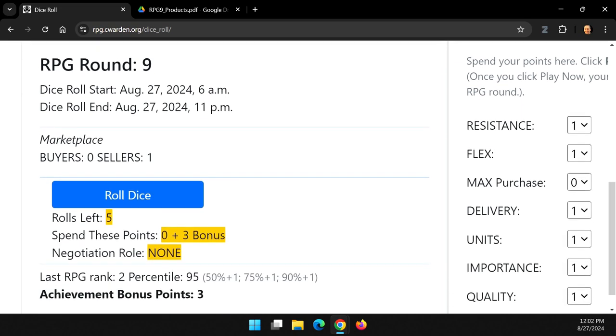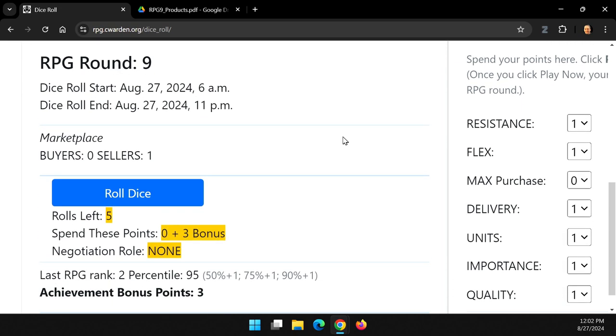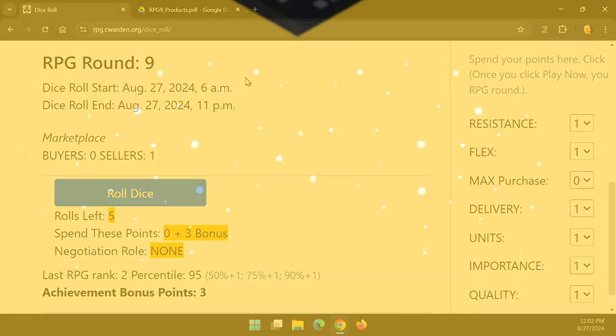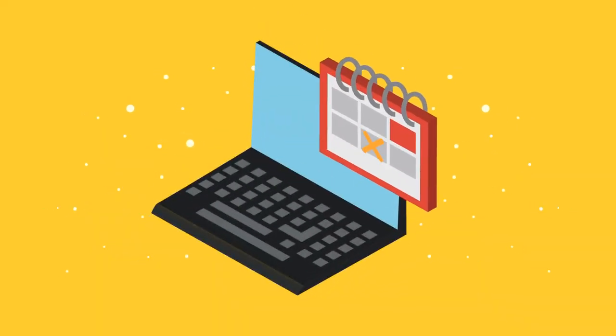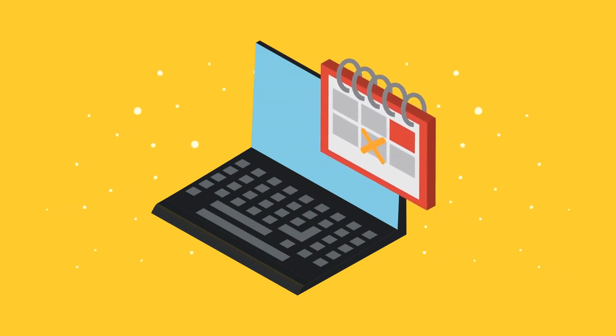Then as we come down, we see that this is round number 9. And again, we reinforce the time here. This is the time we have. We must pay attention to this time. Without this, we're going to be in trouble because this is the time we need to make our dice roll.